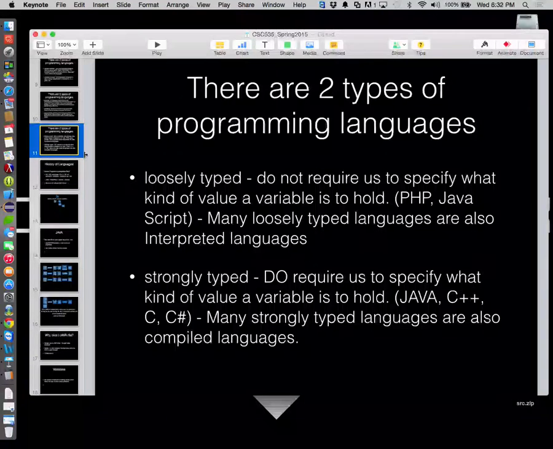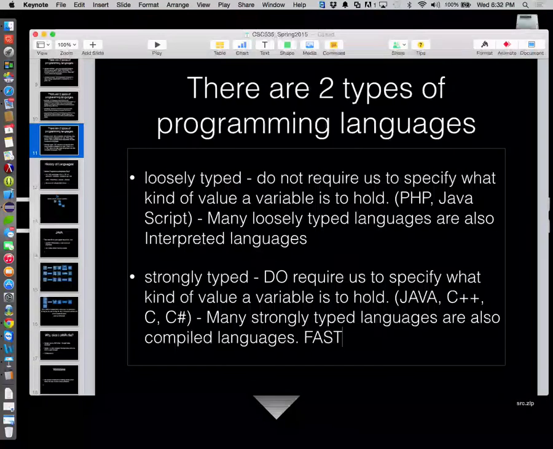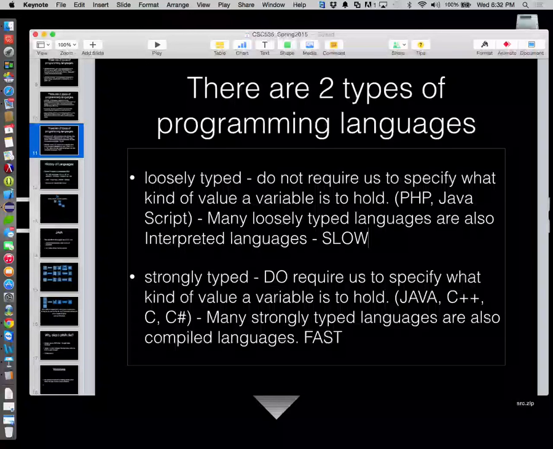Now if we're putting some of our own keywords on here, like we did with interpreted versus compiled languages, typically we're going to think of strongly typed languages as relatively fast. We're going to think of loosely typed languages as relatively slow. And you notice the sentence right before that: many loosely typed languages are also interpreted languages. And on the interpreted slide, we said interpreted languages tend to be slower.